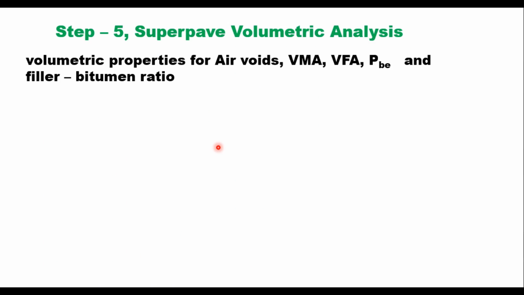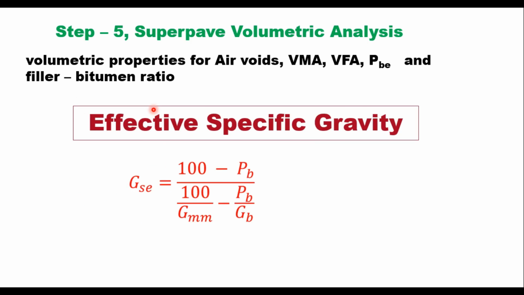Remaining volumetric properties like air voids, voids in mineral aggregate, voids filled with bitumen, PBE, filler bitumen ratio, they are estimated in the same manner as in Marshall method of mix design. For example, effective specific gravity of aggregate is estimated using this equation: 100 minus PB upon 100 upon GMM minus PB upon GB. PB is the binder content, GMM is the theoretical specific gravity of the mixture, and GB is the specific gravity of the bitumen.